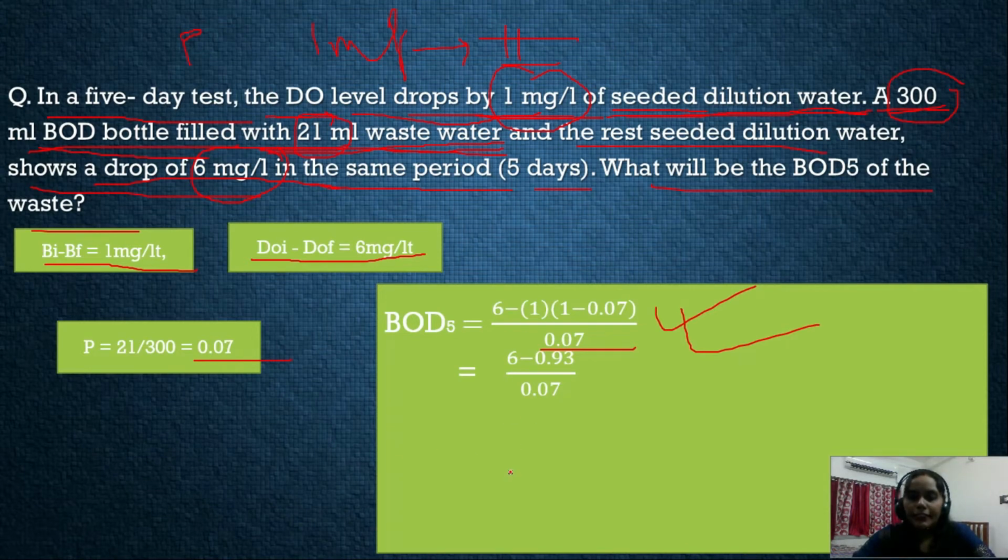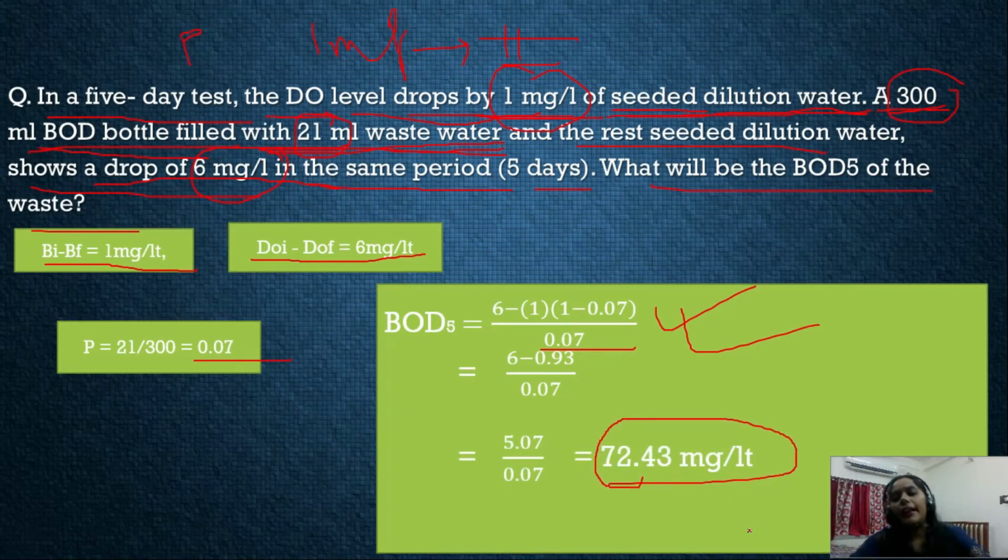Then 6 minus 0.93 divided by 0.07, and the total BOD 5 of the wastewater is 72.43 milligram per liter. This will be the answer. This will be the value.